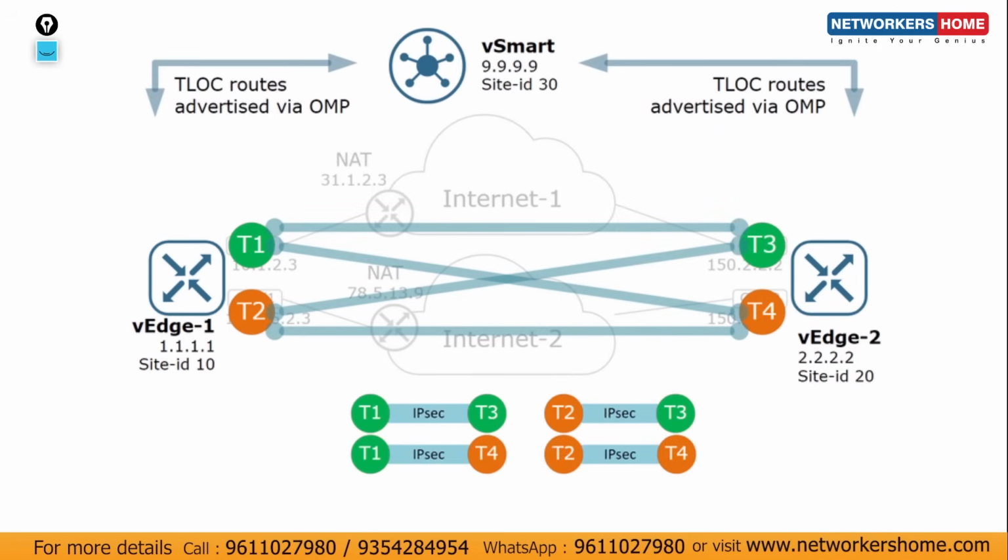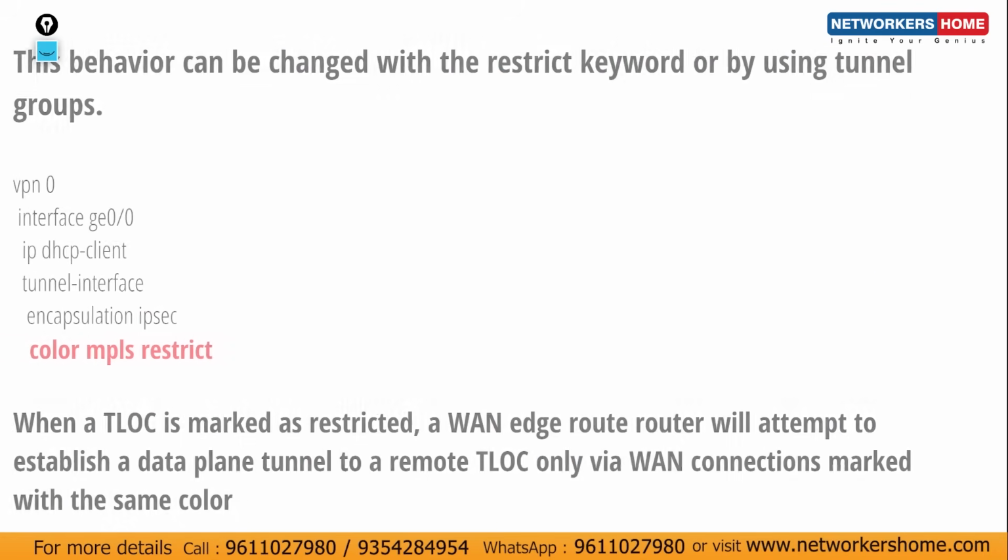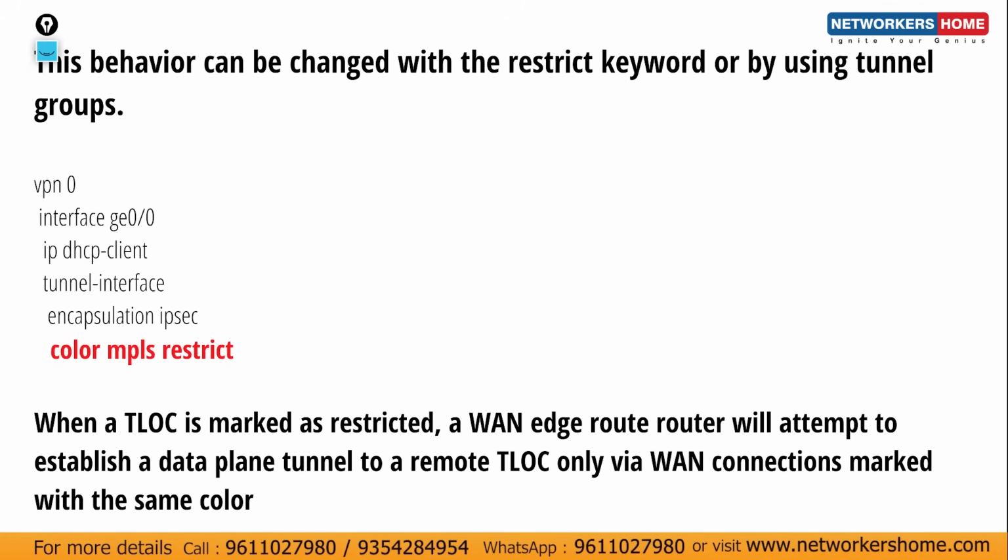Right, so you can see here that the tunnels are right now forming as a full mesh, right? But if you apply the restrict option, you can see here that it's going to be IPsec to IPsec, right? This is full mesh, so it will form like that. But if you apply the restrict option, it should not form the tunnel to the other interface. So in that case, the number of TLOCs will be reduced heavily, right?